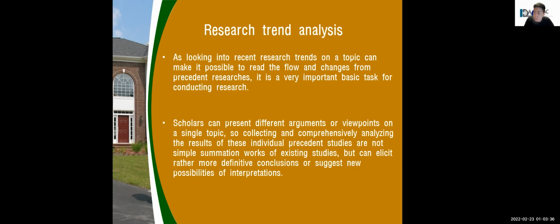So we conducted a research trend analysis, as looking into the recent research trend on a topic makes it possible to read the flow and the changes from precedent research, and it is a very important basic task for conducting research. Scholars can present different arguments or viewpoints on a single topic, so collecting and comprehensively analyzing the results of individual precedent studies is not simply a summation of existing studies, but can elicit more definitive conclusions or suggest new possibilities of interpretation.